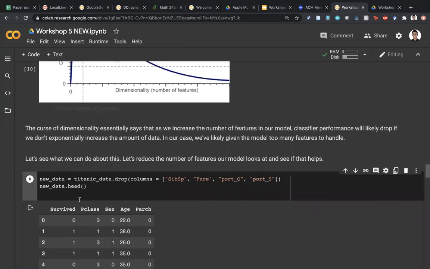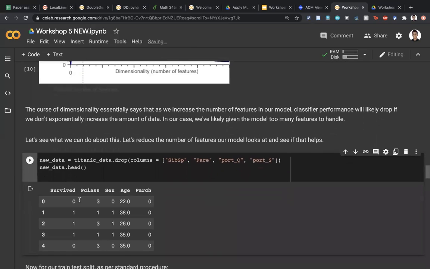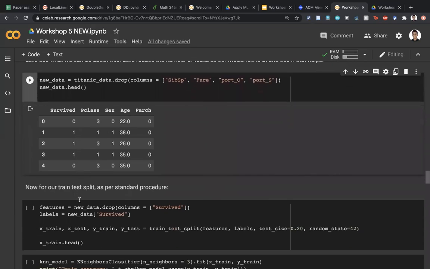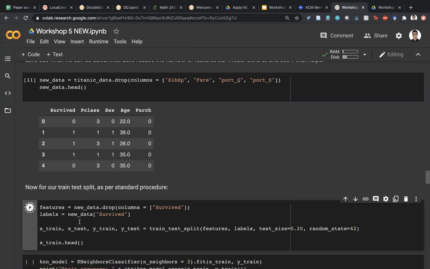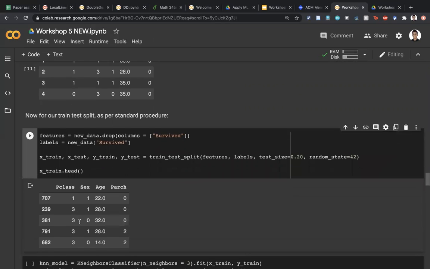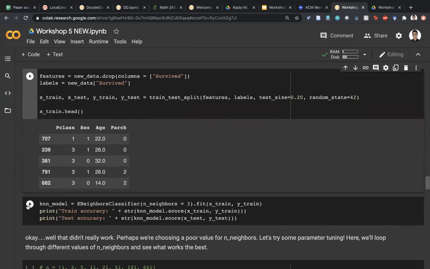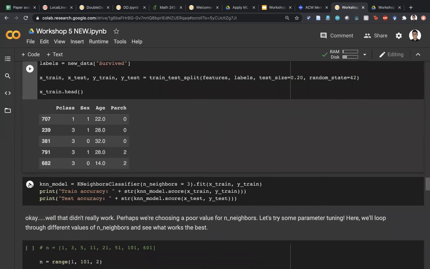Yep. And then, of course, as usual, we need to do our training testing split, which should be next. Yep, there it is. And then finally, let's try our KNN once more.